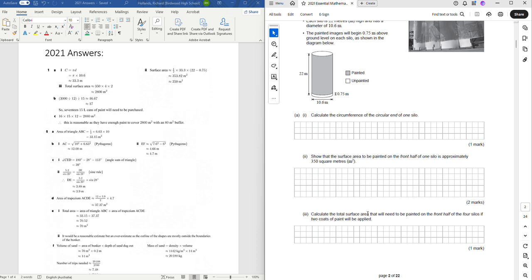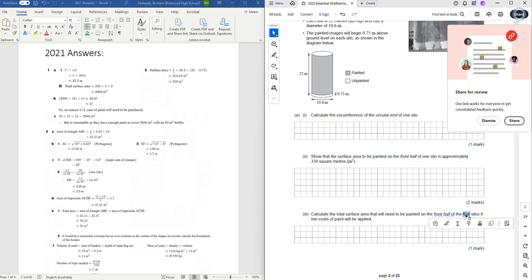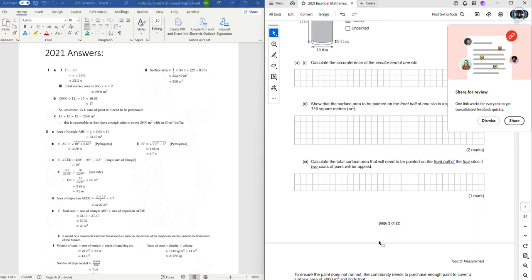In question 3, calculate the total surface area that will need to be painted on the front half of 4 silos with 2 coats of paint. Where we went wrong is we didn't read the question. So front half of 4 silos, that wasn't noted either, and 2 coats of paint. So all we needed to do in this section was literally times 350 by 4 by 2, and that would give us our answer there.